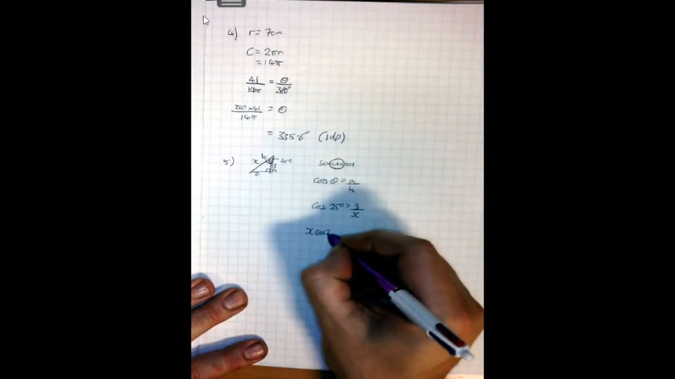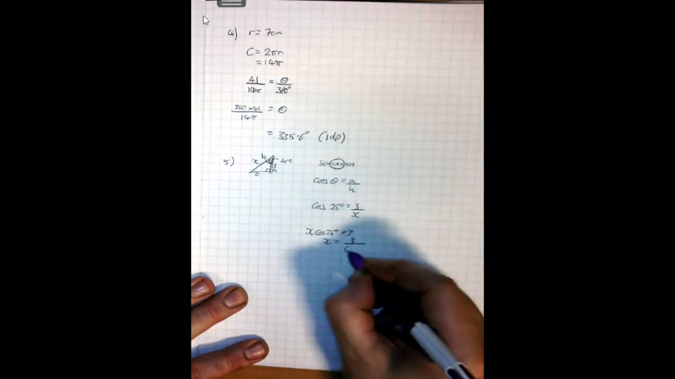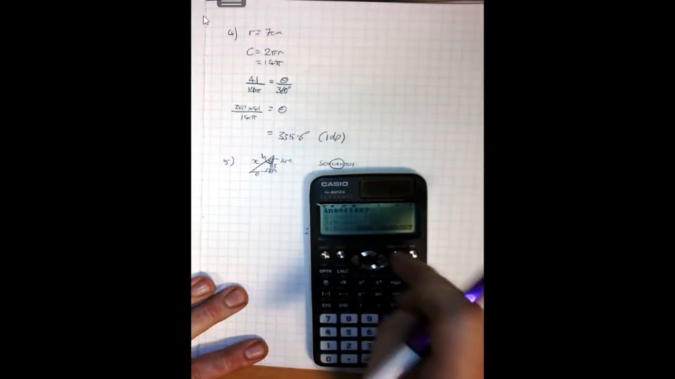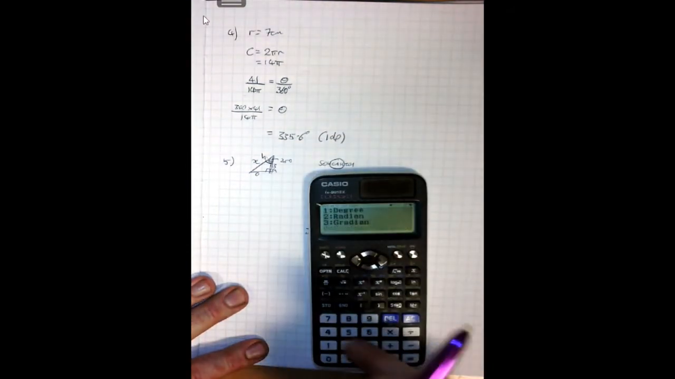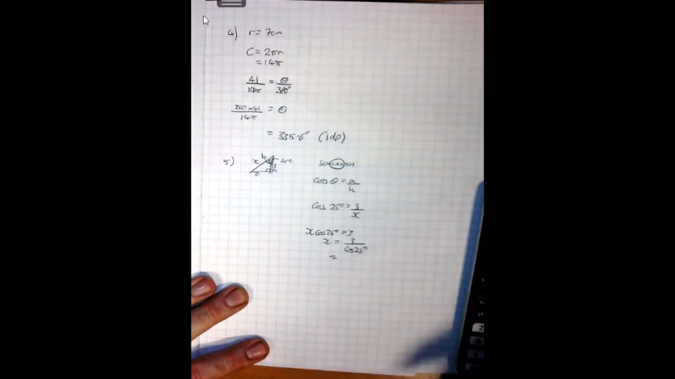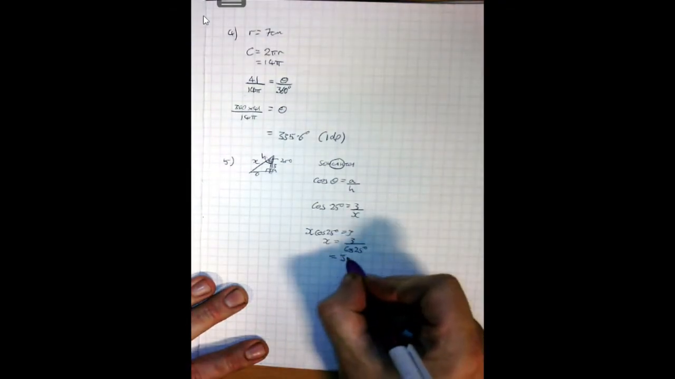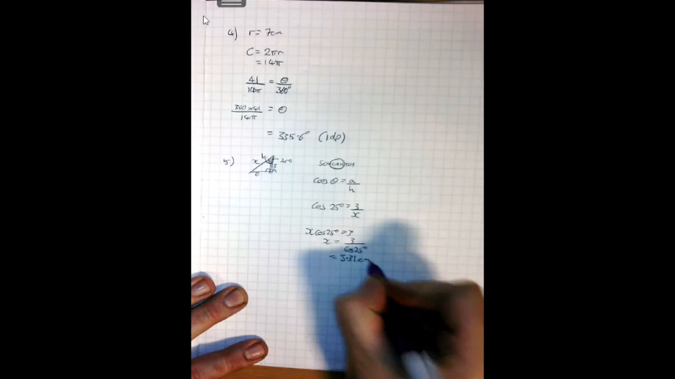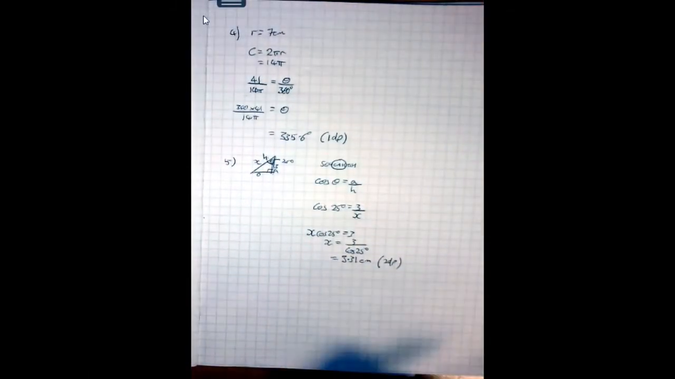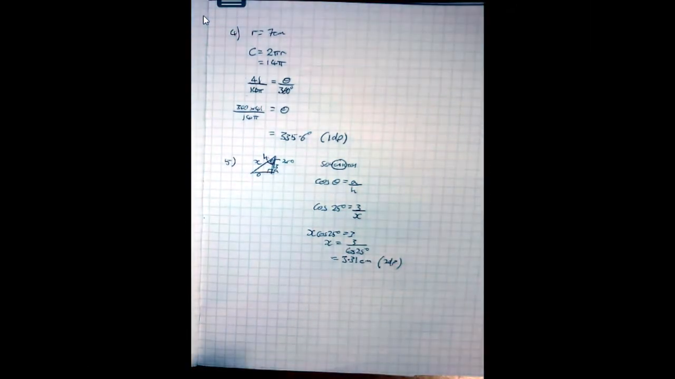I want x on its own. And to do that, I'm going to multiply by x, and then I'm going to divide by cos 25. Type that into my calculator. Three over cos 25 gives me 3.31 centimetres to 2 dp.